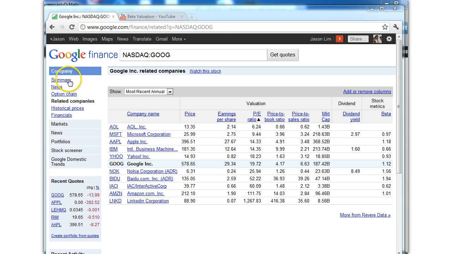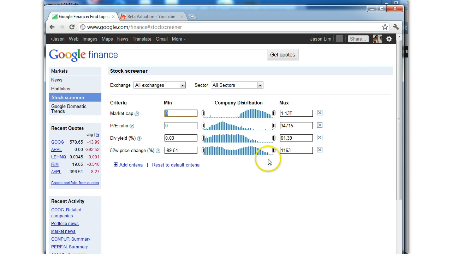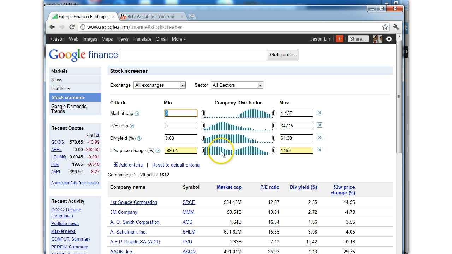Again, we can use the stock screener to help us. Certain tips on using PE ratios, certain tips on stock picking, is that we can look at companies with PE ratios in the lowest 10% of equity securities. So let's say in the lowest 10%, that would mean somewhere like this.